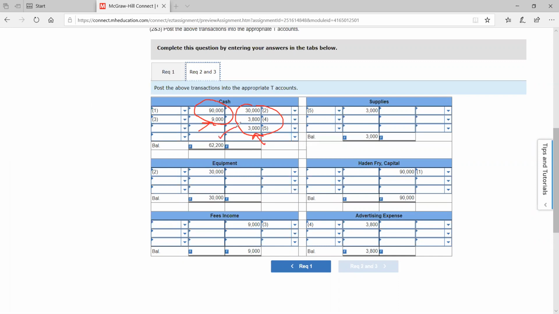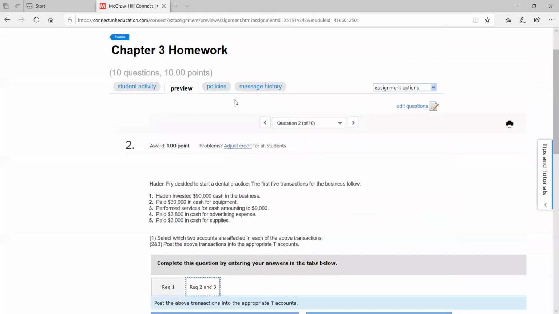The difference, notice it's on the increase side of an asset, which is cash, is going to be 62.2. Your equipment only has one debit, so that is the balance. And I guess the rest of these, you only had one transaction. So supplies, that's the balance, capital, advertising, and of course fees income, and note which side the balance is on. It's always going to be on the increase side of that, whether it's an asset, liability, or an equity item. All right, that was number 2.